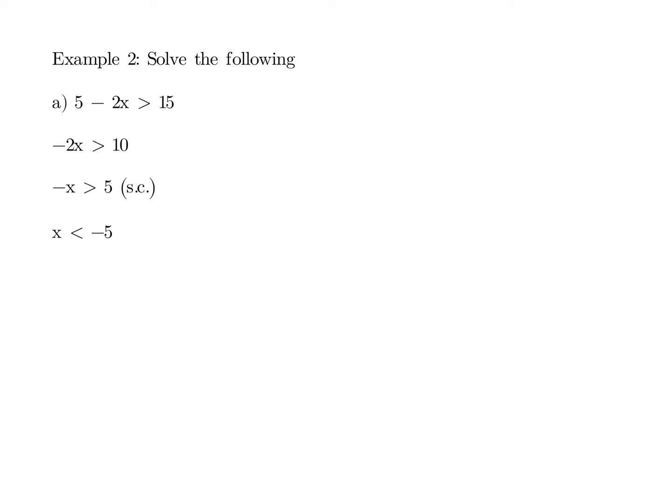So for the first one, solve it like a normal equation. So you minus 5 from both sides, so you get minus 2x is greater than 10. Divide both sides by 2, you get minus x is greater than 5, and you finish with a sign change. So that means you change everything. So minus x becomes positive x, the greater than becomes less than, the plus 5 becomes minus 5, giving our solution x is less than minus 5.